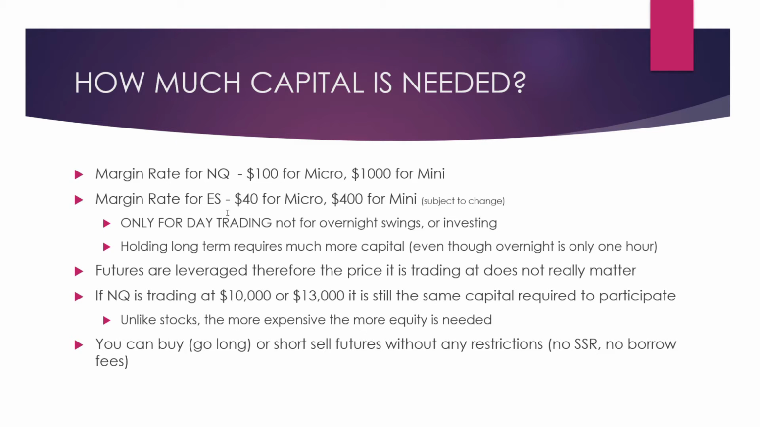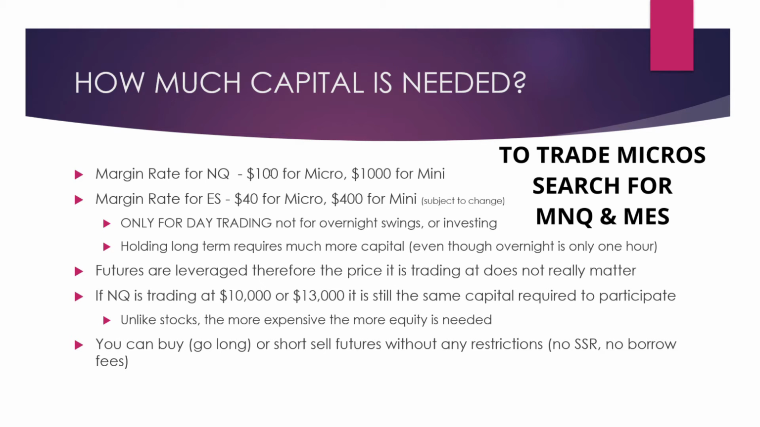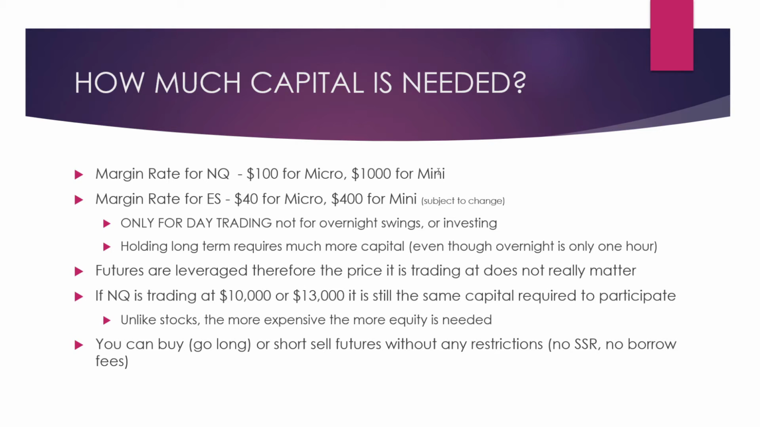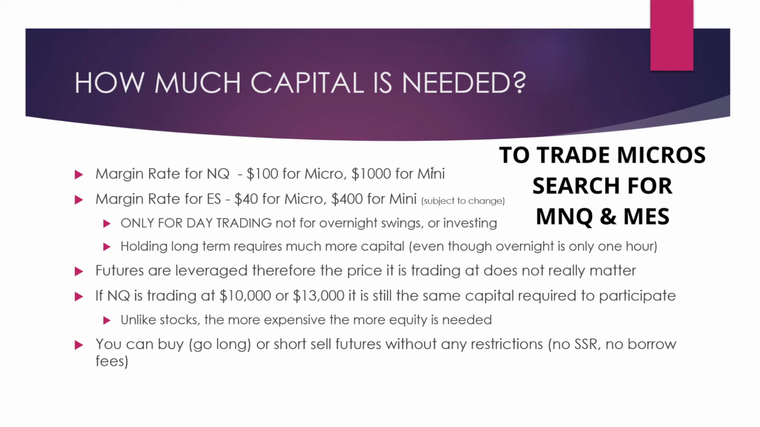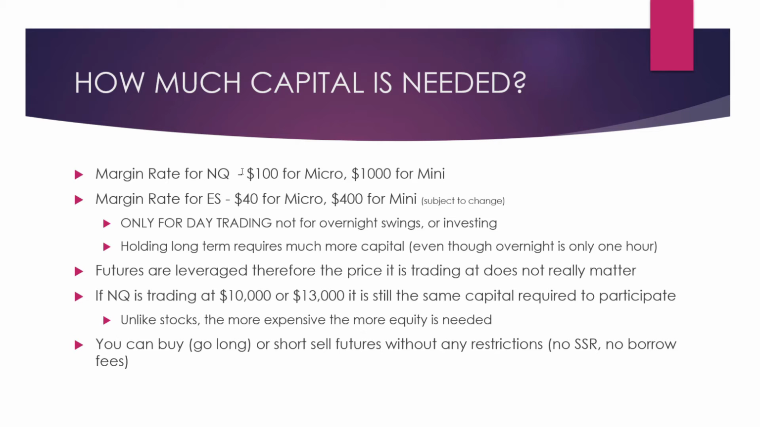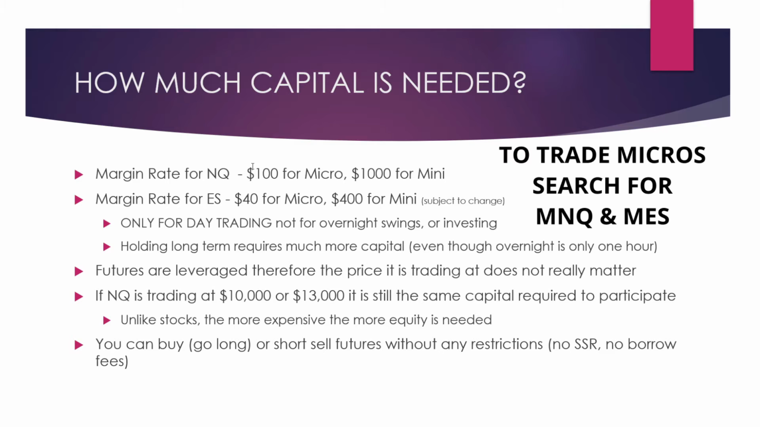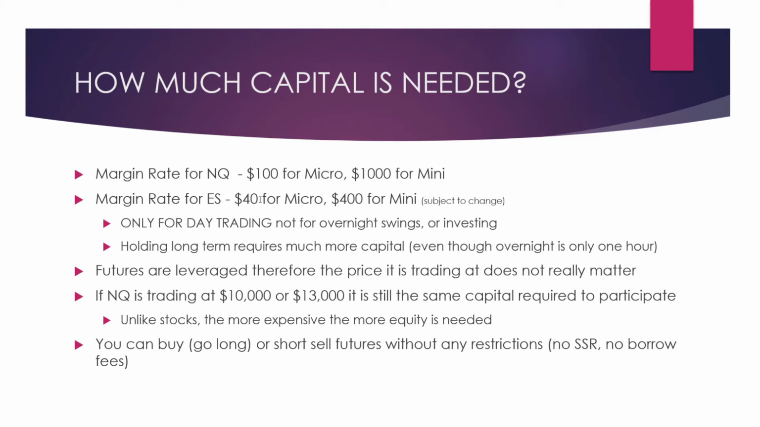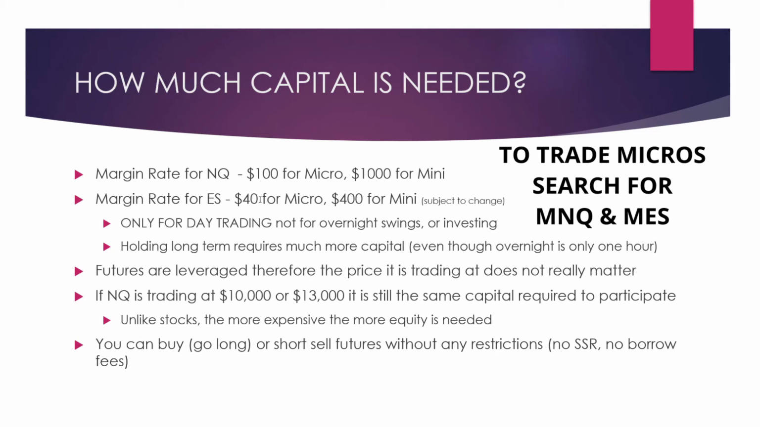You could buy up to 10 micro contracts of the ES or just one mini contract of the ES. And you could buy up to 4 micro contracts of the NQ. And you will not be able to buy a mini NQ until you have at least $1,000 in your account. So those are the current margin rates for these 2 contracts. Again, $100 for a micro NQ and $40 for a micro ES. Therefore, as you can see, with a small account, you could buy a significant amount of contracts.